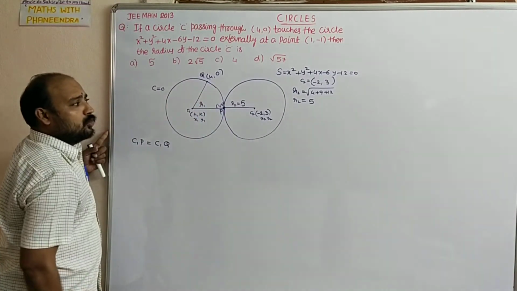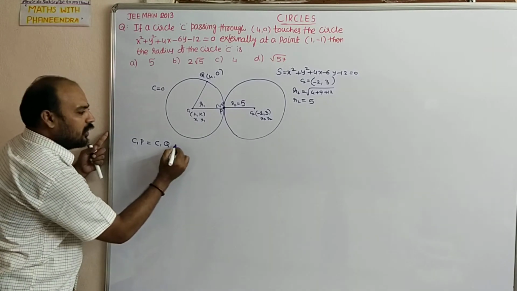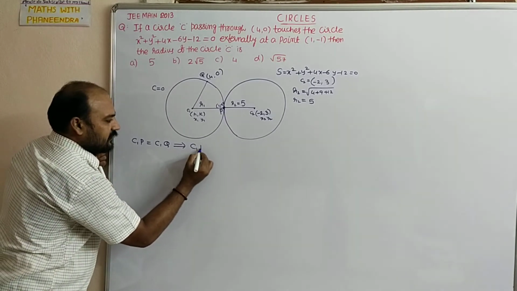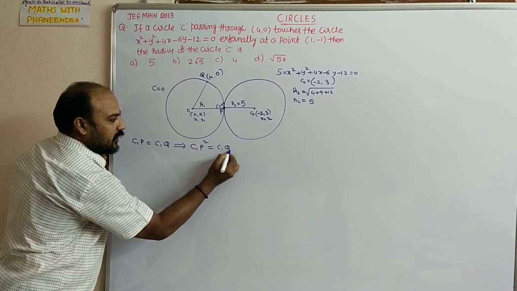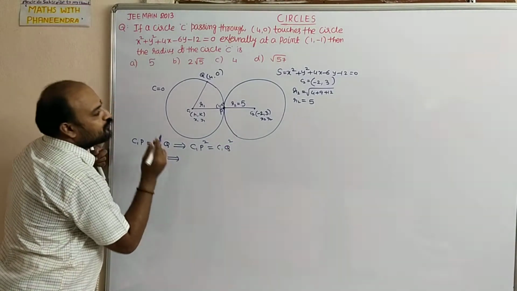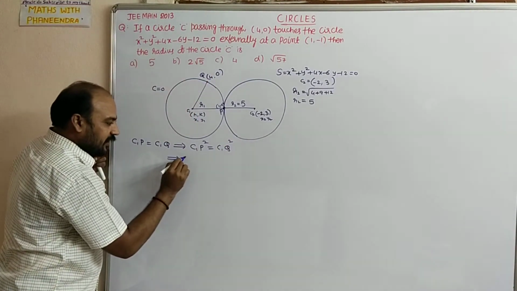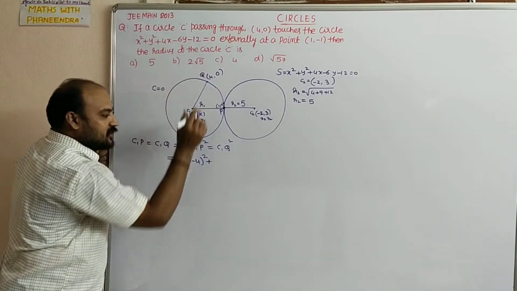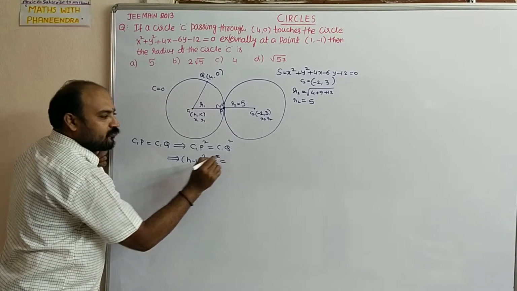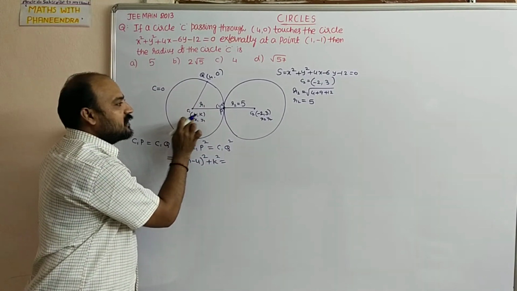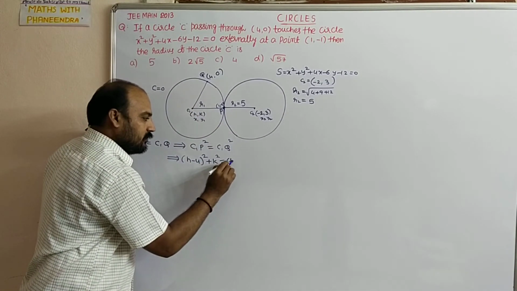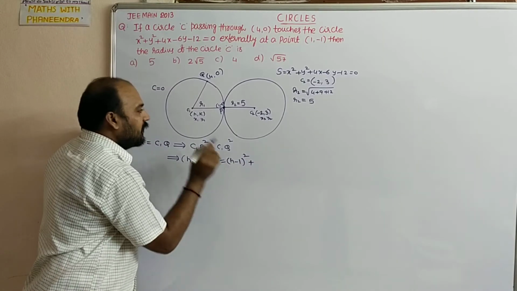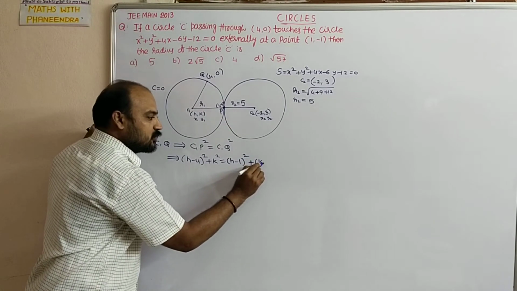C1P equal to C1Q. Squaring on both sides, C1P square equal to C1Q square. C1Q square, that means h minus 4 whole square plus k minus 0 whole square, which is k square simply. C1P square, distance between these two, h minus 1 whole square plus k minus of minus 1, that is k plus 1 whole square.